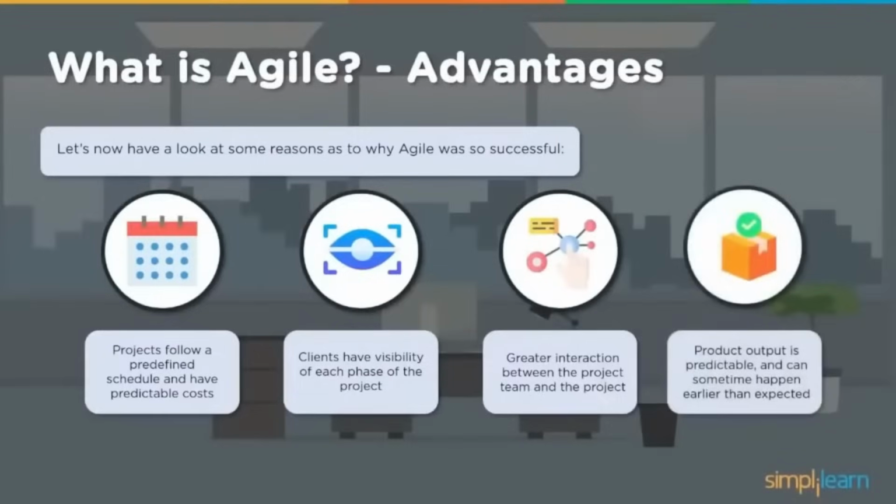Product output is predictable and can sometimes happen earlier than expected. Initially, the visibility of anything we do will be very low. But as we discuss more and brainstorm more, the visibility into it becomes greater. Then in future, the ability to predict also becomes easier. And this doesn't happen only with the project team, it also happens with customers and every stakeholder involved in the project.